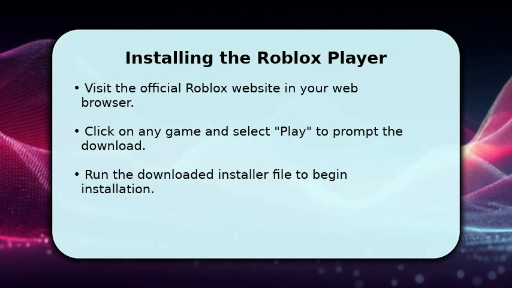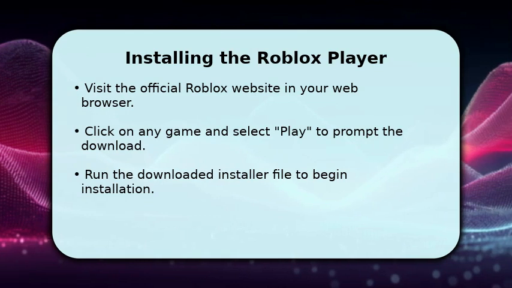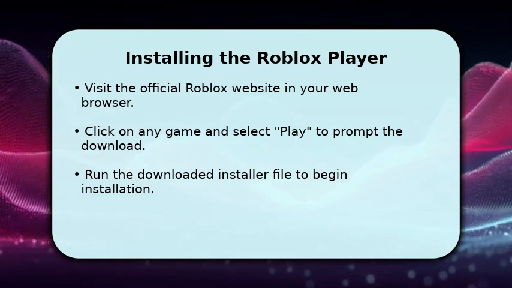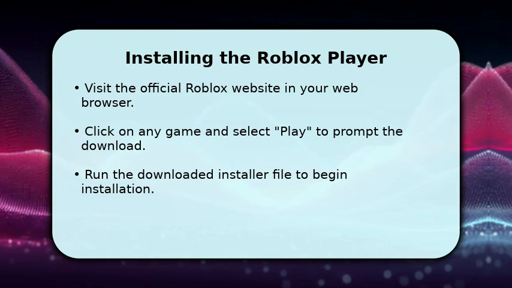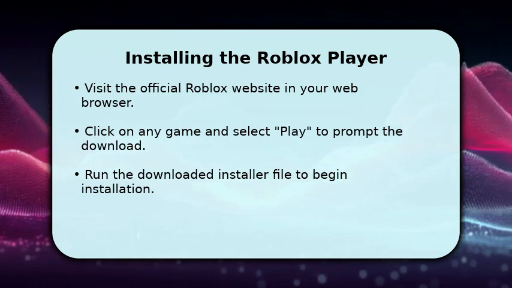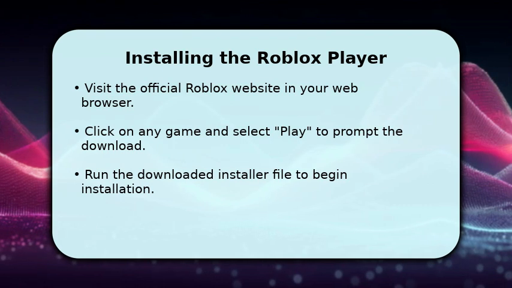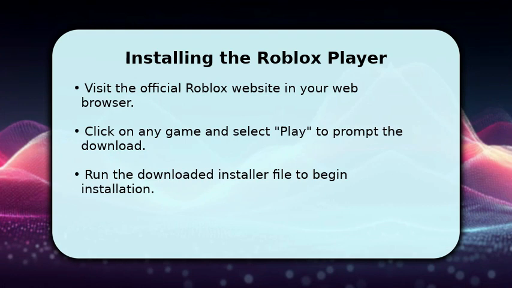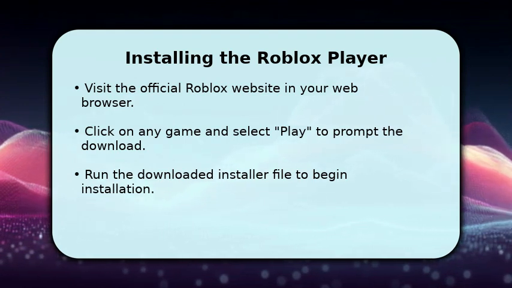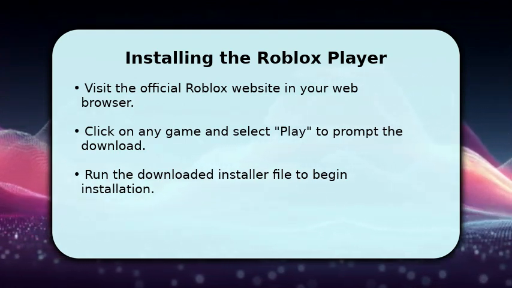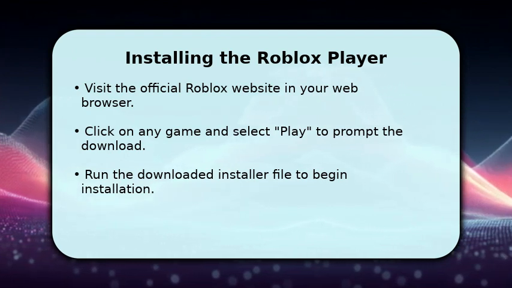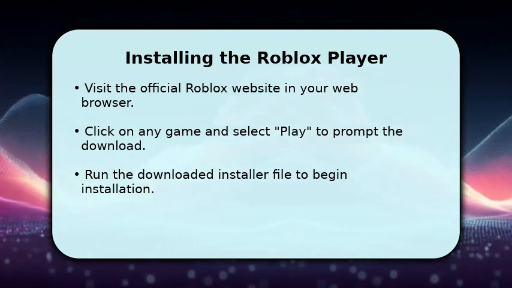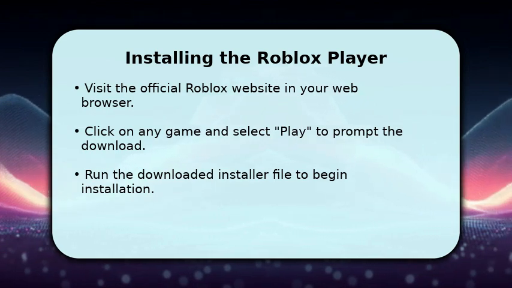To install the Roblox Player, open your web browser and navigate to the official Roblox website. From there, you can click on any game you wish to play, and a prompt will appear asking you to download the Roblox Player. Once the download is complete, locate the installer file, usually found in your Downloads folder, and double-click it. Follow the simple on-screen instructions to complete the installation process in just a few moments.